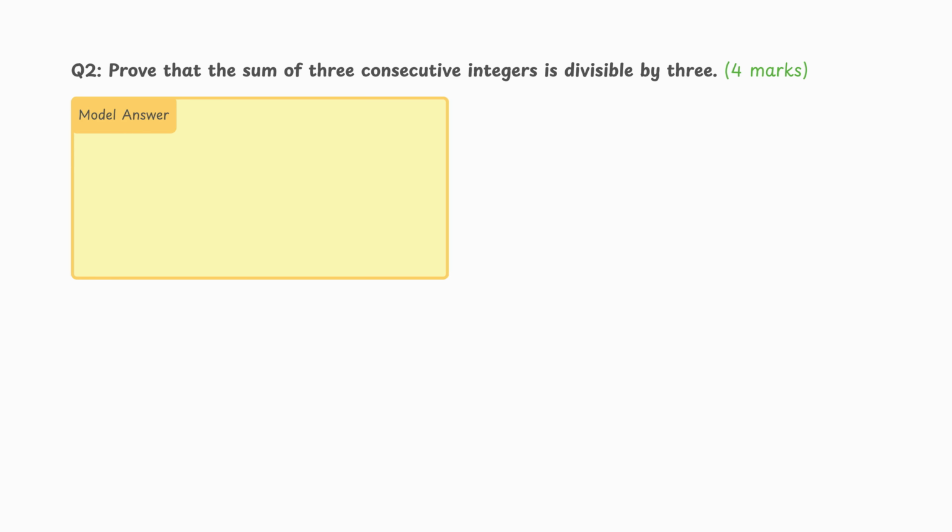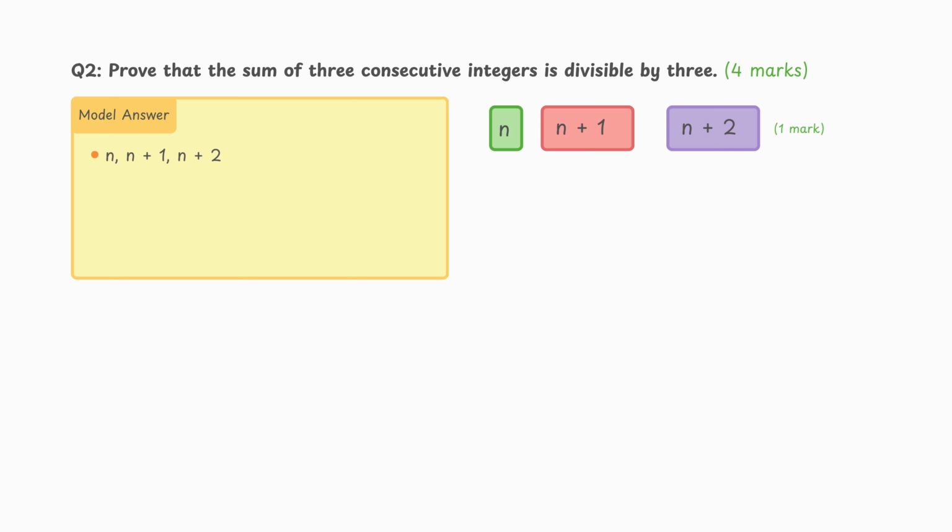Question 2. Prove that the sum of 3 consecutive integers is divisible by 3. Let's begin with step 1. Represent the integers. 3 consecutive integers can be written as n, n plus 1 and n plus 2. This is because each number increases by 1. So these represent any 3 integers in order. This earns 1 mark.